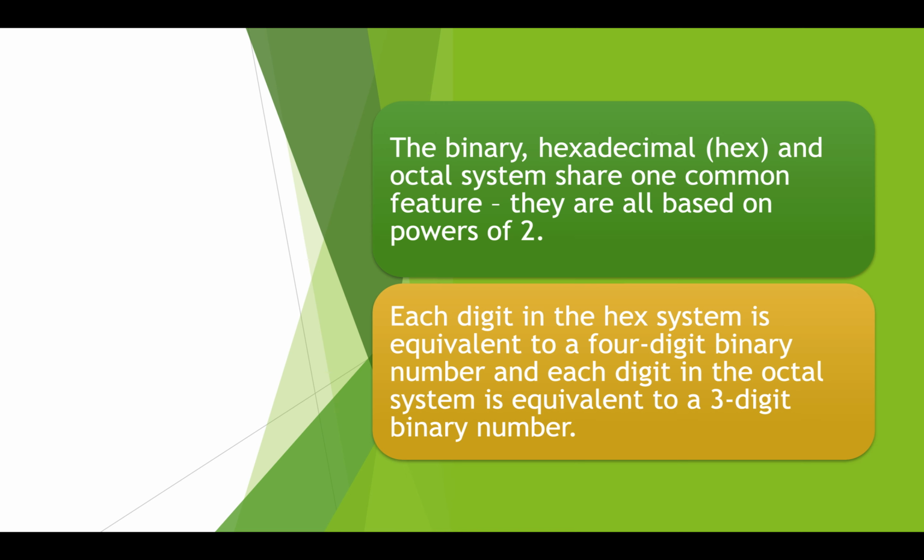The binary, hexadecimal (hex), and octal systems share one common feature. They are all based on powers of 2. Each digit in the hex system is equivalent to a 4-digit binary number, and each digit in the octal system is equivalent to a 3-digit binary number.